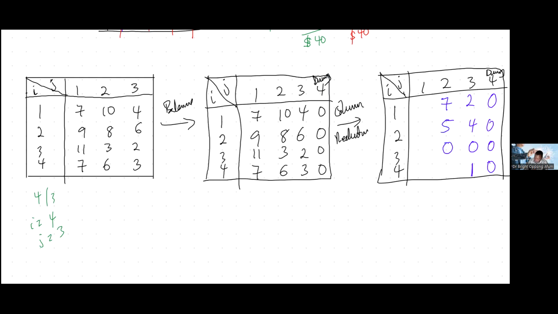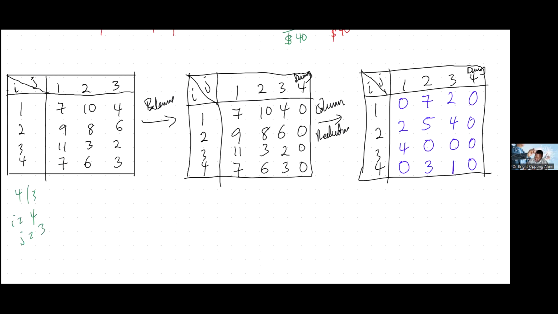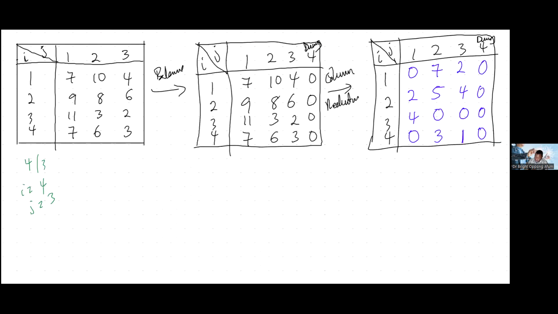3 from 6 is 3. Then I look at the next column, which is column 1. The minimum value is 7. 7 from itself is 0. 7 from 9 is 2. 7 from 11 is 4. 7 from 7 is 0. All right, so after this, then I will do my column. After the column reduction, then we'll do the row reduction.